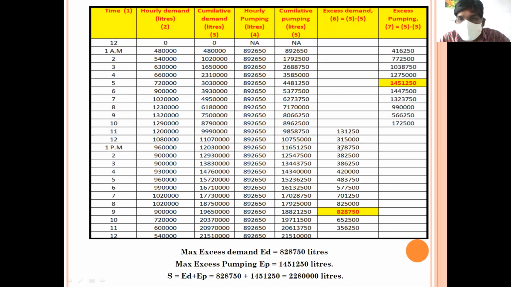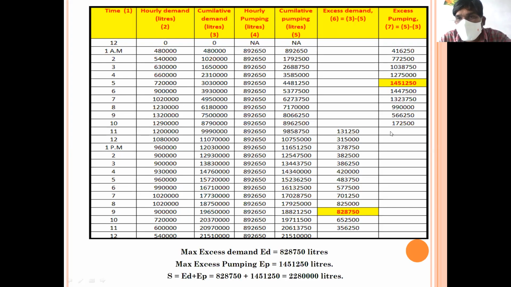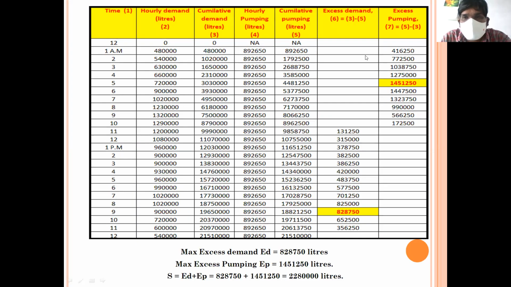See here, excess demand is still there, and excess pumping is here. See, the average pumping is 8,96,250, but the demand is only 4,80,000. So the remaining is excessive pumping. This is excess demand and this is excess pumping. Understand? See, excess pumping. See here in this column I just mentioned 416,250. Understand?